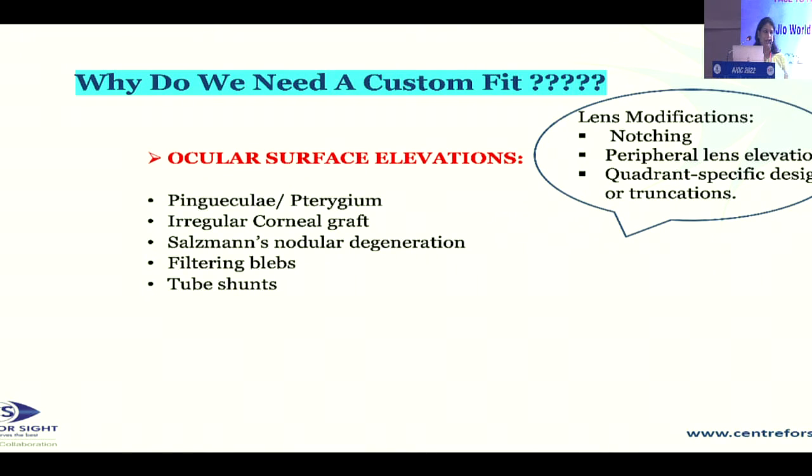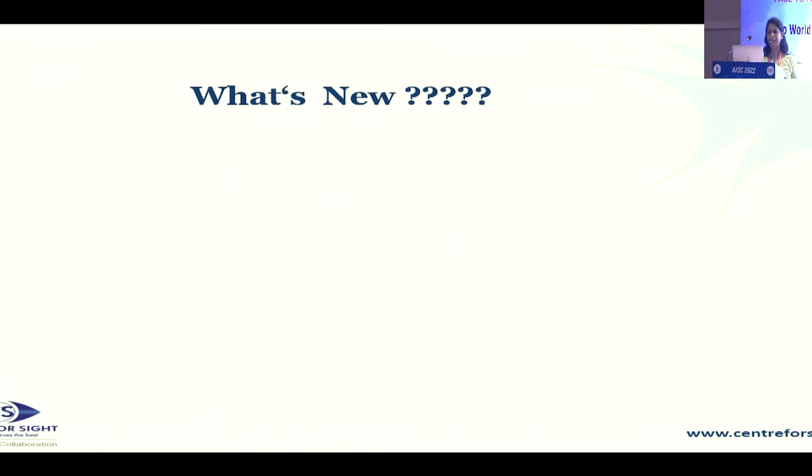So if we use a trial and error method, what will happen? We do a lot of lens modifications, like a lot of notchings and peripheral lens elevations, quadrant-specific designs or truncations. That means your patient is coming again and again to you, right? So what does custom fit avoid? It avoids reordering of lenses, it avoids remaking of lenses, and it avoids non-revenue follow-ups, because your time is precious and the patient's time is precious as well. So that's why we need a custom fit for each eye.